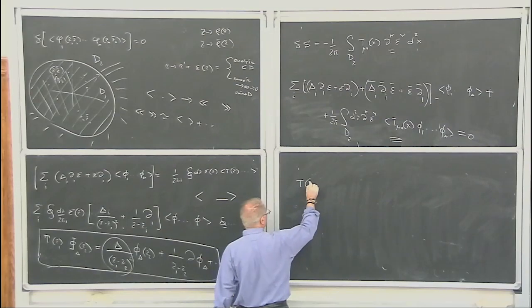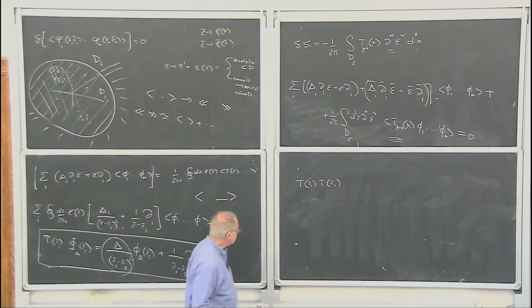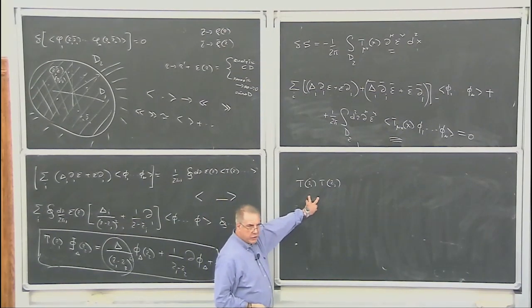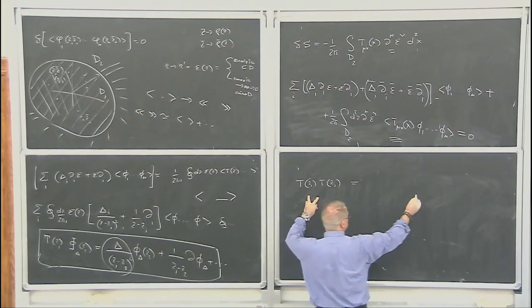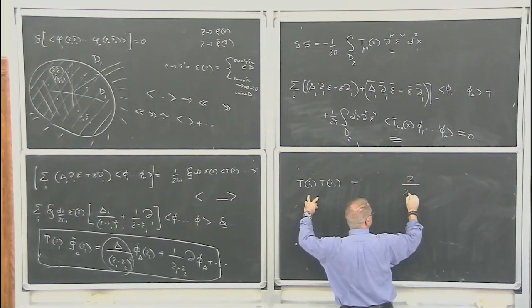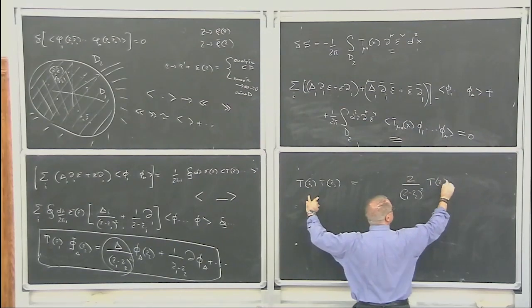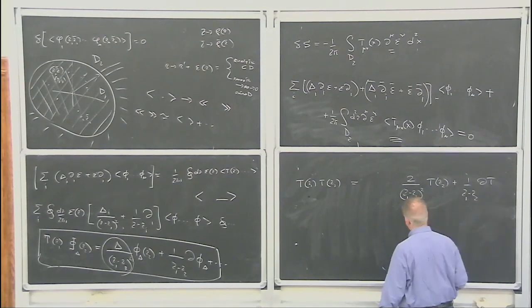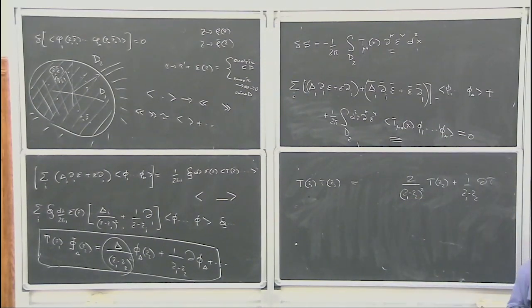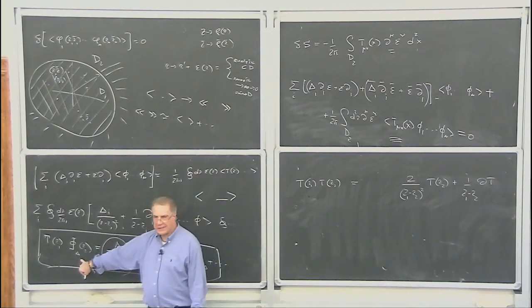So, let's see what it can be. This guy, you can prove it, is a quasi-primary field of dimension 2. Therefore, there should be, for sure, by the rule I just derived, the second order term. Okay? Because T here is a quasi-primary field.